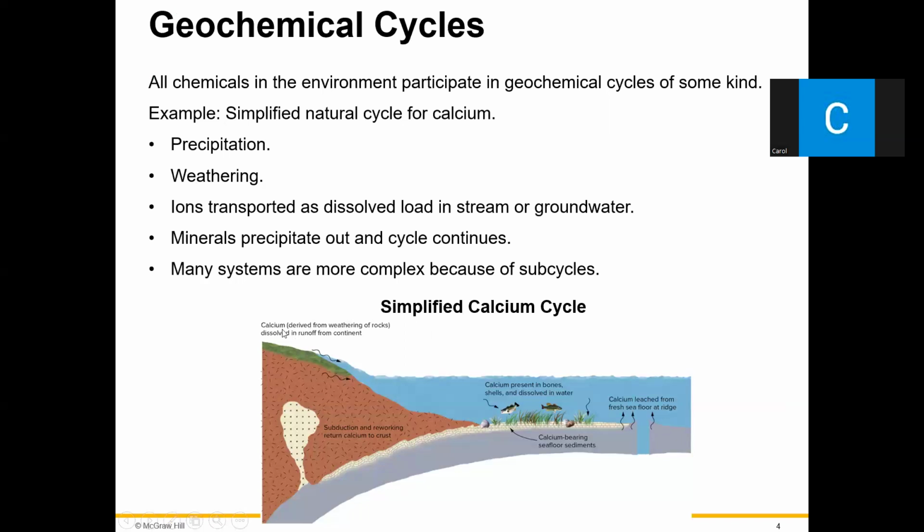It's showing calcium is derived from the weathering of rocks. It's dissolved away where it then runs into water. And then in the water, it can be taken up biologically and put into little shells and bones. It can also just precipitate down onto the floor, although a lot of times it's from the dead animals falling down to the floor. So seafloor sediments can be subducted, where they're put back into the crust, where it then weathers away again and recycles.